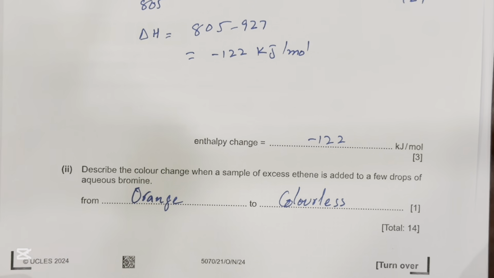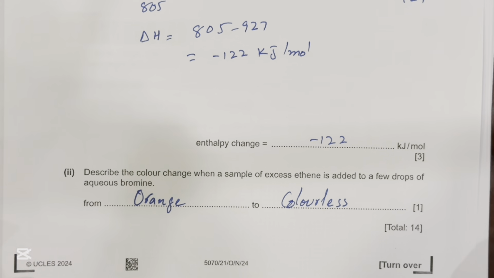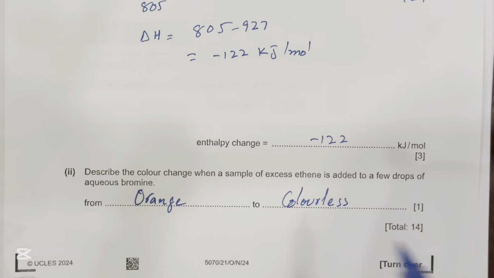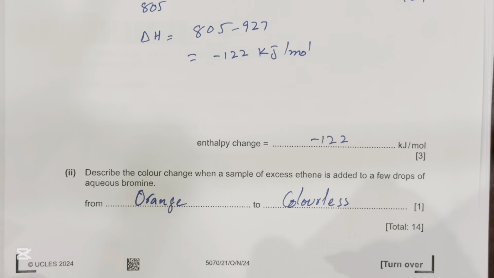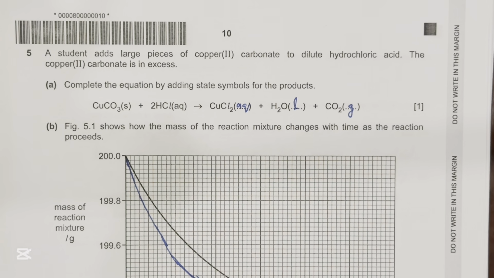Second part, describe the color change when a sample of excess ethene is added to a few drops of aqueous bromine. So it changes from orange to colorless. This is the bromination reaction. You need to memorize this change as well. Okay. Moving to question number 5.